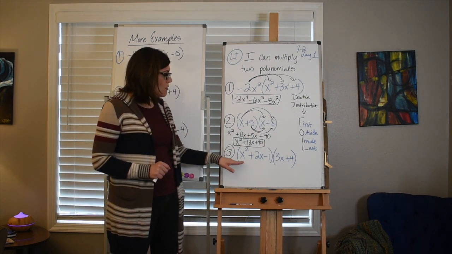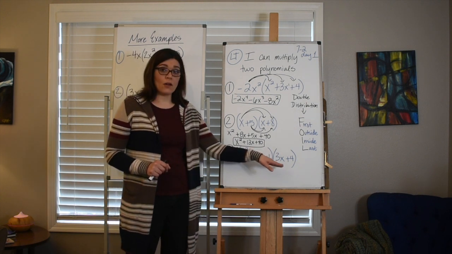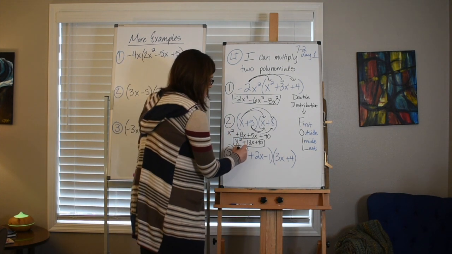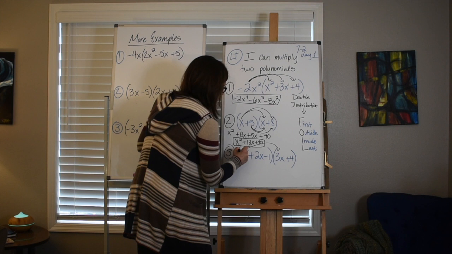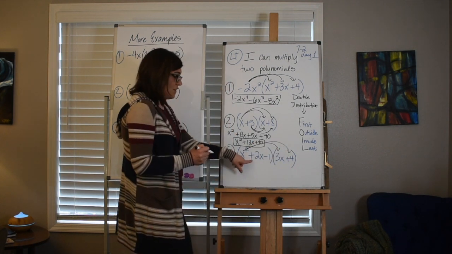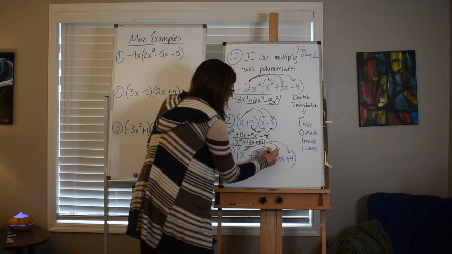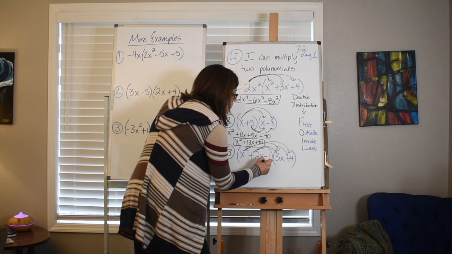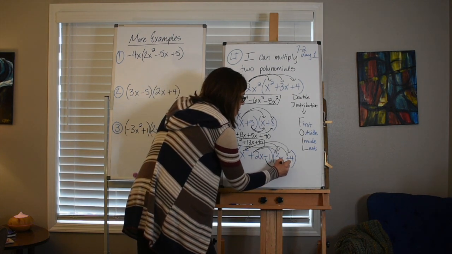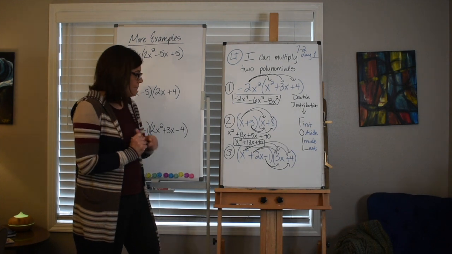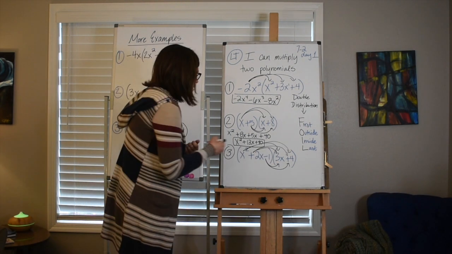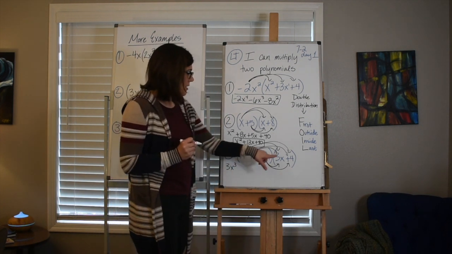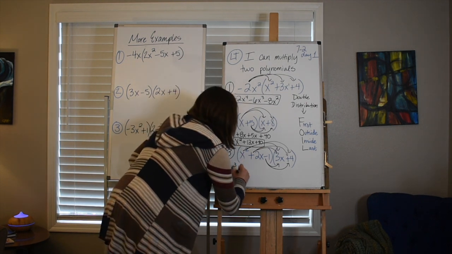Okay? Now we're going to move on to this chunkier problem, trinomial times a binomial, which means I have a lot of things to distribute. I have to distribute this x squared to 3x and to 4. I have to distribute this 2x to 3x and to 4. And I have to distribute this last term, -1 to 3x and to 4. Okay, so let's go ahead and do that. X squared times 3x is 3x to the third. X squared times 4 is 4x squared.